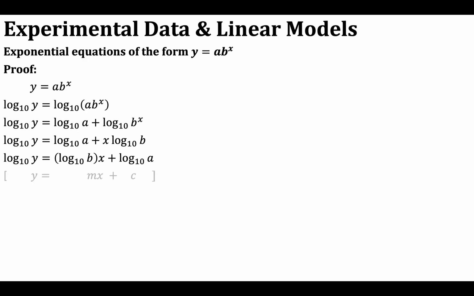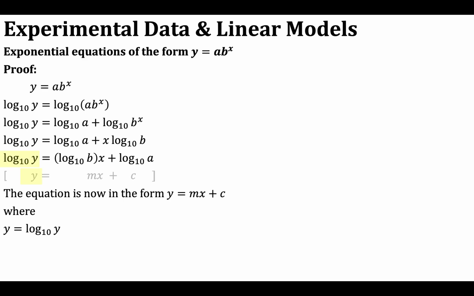And hopefully you can see here that we've got that linear relationship. That equation is now in the form y equals mx plus c, which we are familiar with because it's the form of a straight line equation. And we can see that y is equal to log to the base 10 of y. The gradient is log to the base 10 of b. X is just x, that's fine. And the y-intercept is log to the base 10 of a.